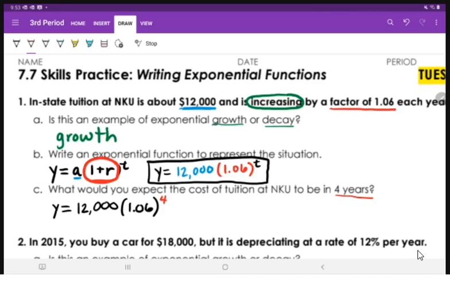And this is a job for a calculator. So grab the calculator that's on your desk and be careful as you type this in. You have to type it in exactly the way it appears on your page. So you'll type in 12,000, parentheses, 1.06, close parentheses, exponent button, 4, and hit enter. When I type all of that in, I get $15,150. I'm rounding this a little bit, just rounding it up to the nearest dollar.